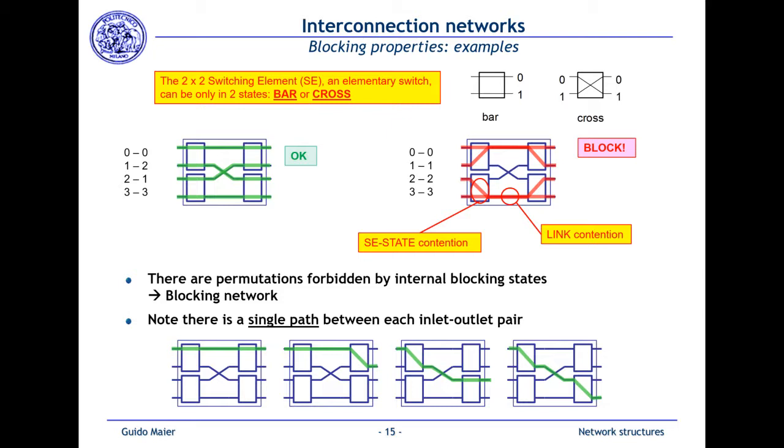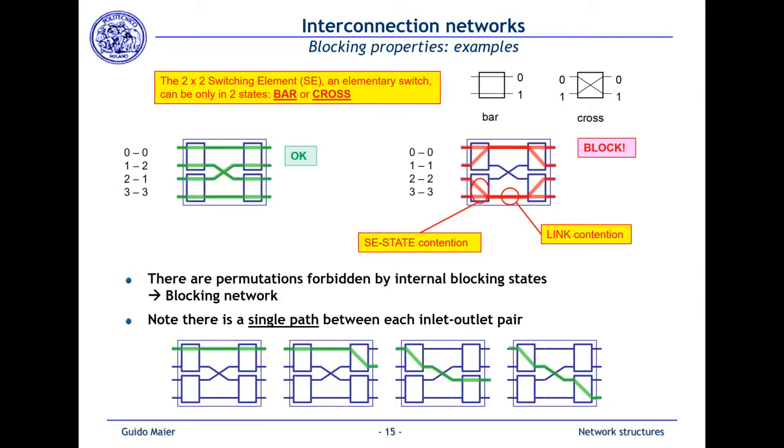We just need this proof, because if there is at least one transition from one permutation to another in which you have to perform at least one rearrangement, then the network is rearrangeable. It's not strictly non-blocking. So this network is rearrangeable non-blocking.